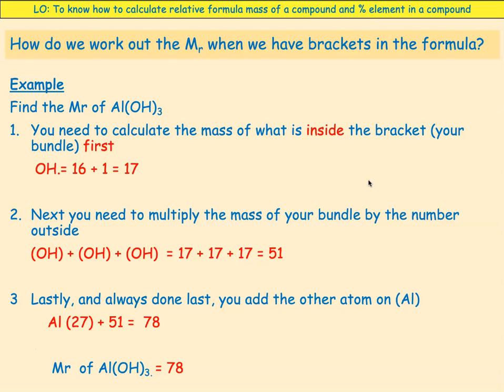Lastly, and it's always done last, you add the other atom at the beginning. So that aluminium only gets added on at the very end, once you've done all the multiplying. So once we've got the 51, we're going to add the 27 onto it, and the whole thing comes to 78.